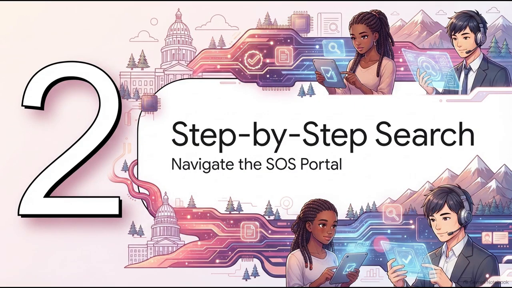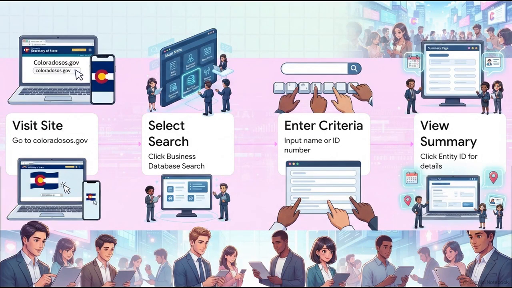Moving on to Section 2, Step-by-Step Search Guide, Navigating the Colorado SOS Portal. Let's break down the exact mechanics of this search. It's highly practical and honestly incredibly easy. Step 1, you just head over to the official website at coloradosos.gov. Step 2, select the Business Database Search option right there from the main menu. Step 3, punch your search criteria into the system. And Step 4, scan your results and click on the specific entity ID. Boom, that brings you to the company's summary page.